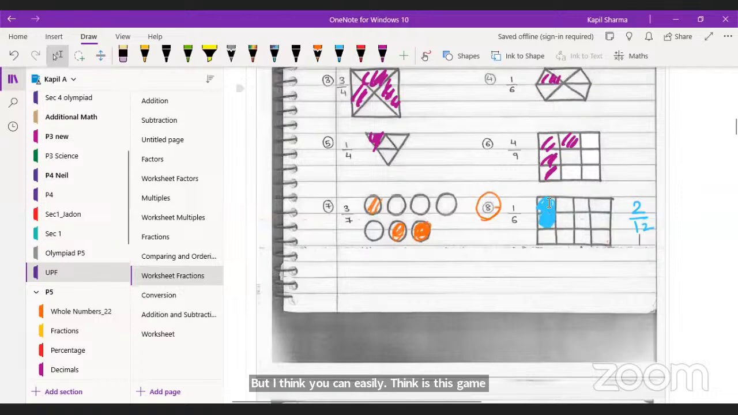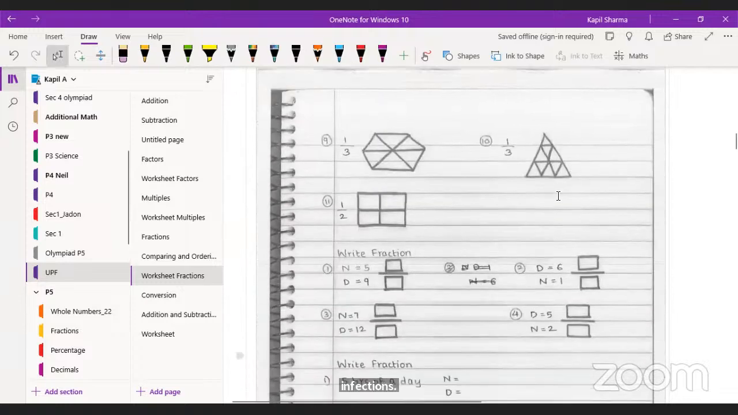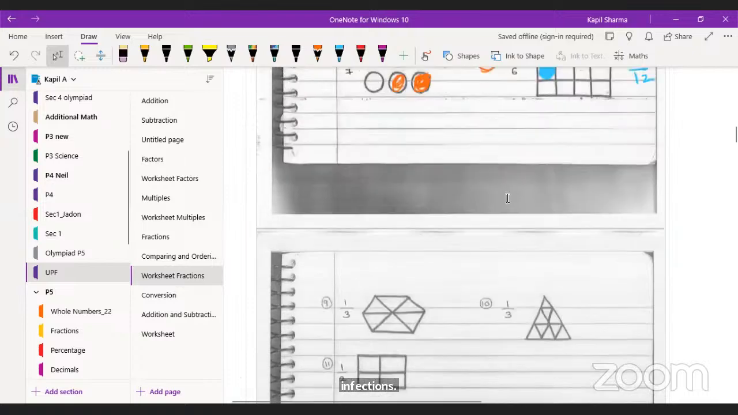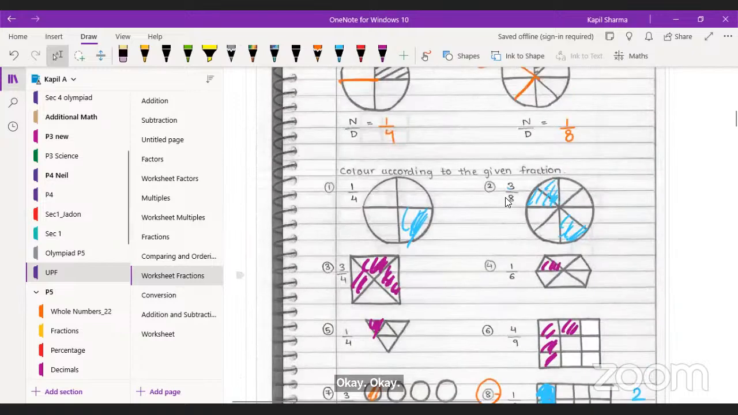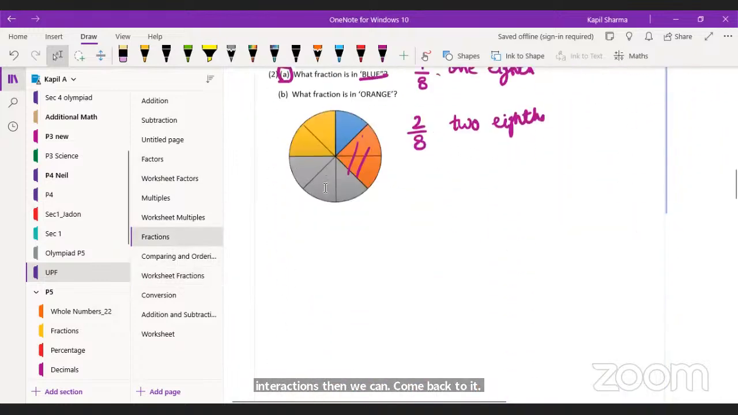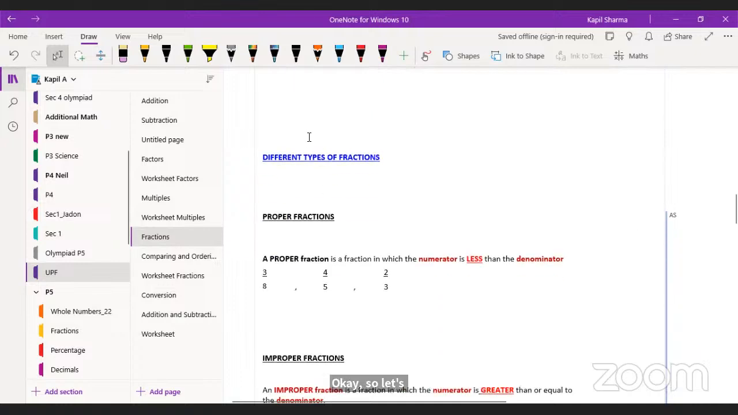So 2 out of 12 is actually the same as 1 out of 6. These are equivalent fractions. Fine. Okay. So I think it's better if we first discuss equivalent fractions, then we can come back to it. Okay, so let's move to different types of fractions.